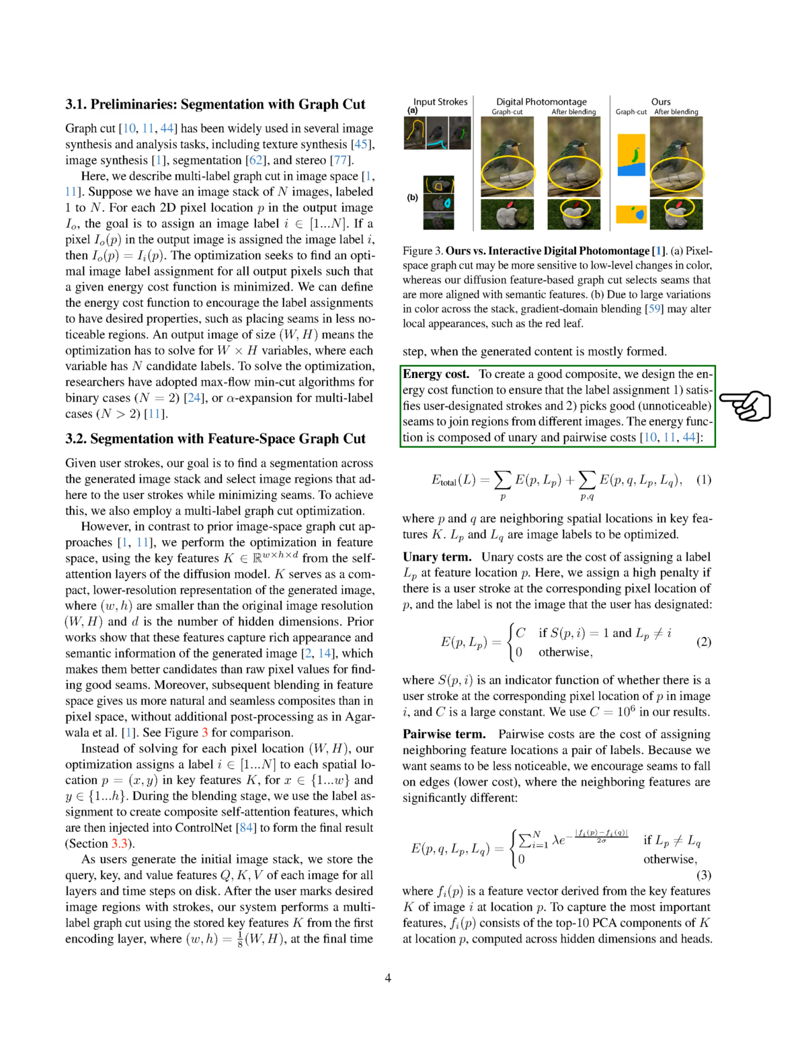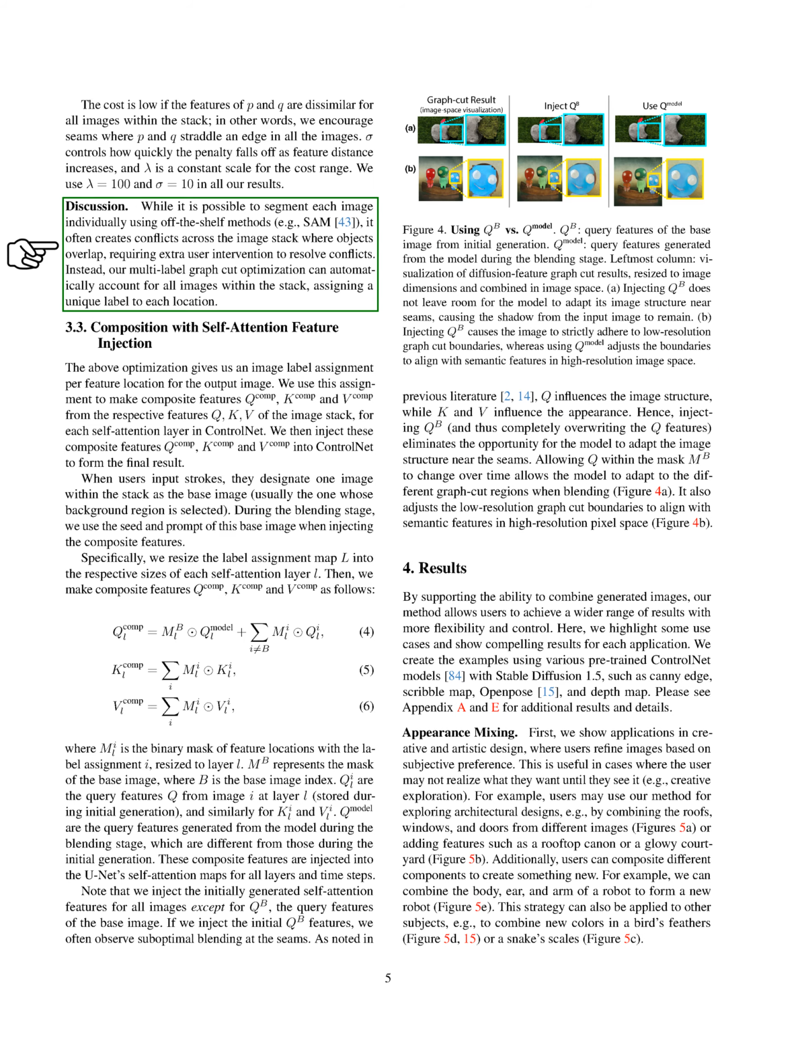To ensure a good composite, we design our energy cost function to meet two criteria. It must respect user strokes and select inconspicuous seams for joining regions from different images. The energy function includes unary and pairwise costs. Unary costs penalize label assignments that do not match user strokes, while pairwise costs encourage seams to align with edges where neighboring features differ significantly. In summary, while individual image segmentation methods exist, they often lead to conflicts in overlapping objects across the image stack. Our multi-label graph cut optimization effectively addresses this by assigning unique labels to each location, streamlining the process.